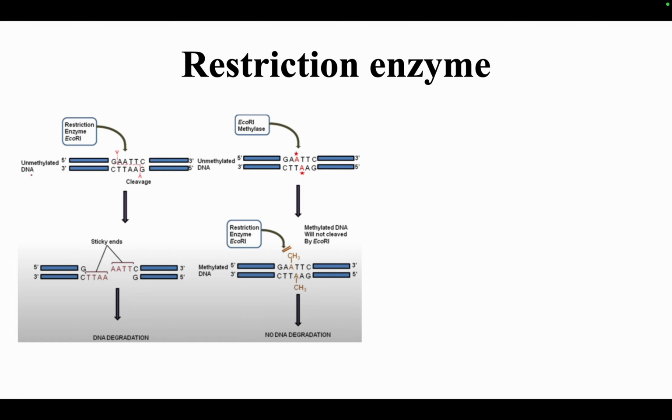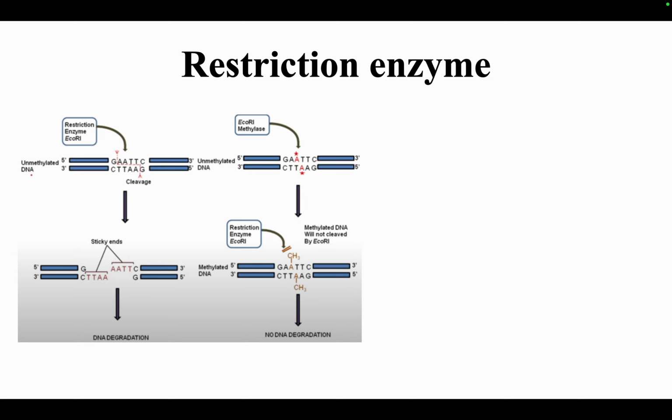So we'll go into details of these restriction enzymes, the different enzymes which are used for cloning. Restriction enzymes, as you can see, are isolated from bacteria. So why do bacteria have restriction enzymes? Because they are used for their own defense system.